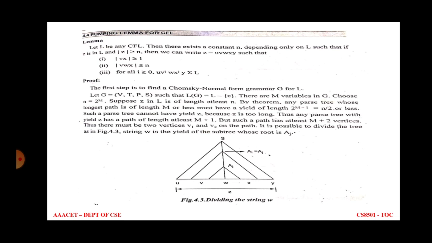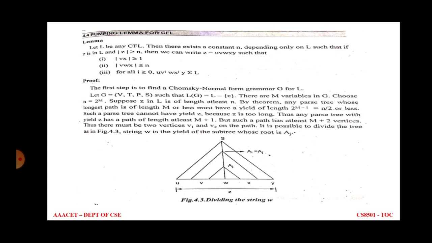So the below 3 properties should be satisfied for the pumping lemma. Modulus of vx, where modulus means the length of the string, is greater than or equal to 1, and modulus of vwx is less than or equal to n. And finally, for all values of i greater than or equal to 0, the condition u v^i w x^i y should also belong to the language L.